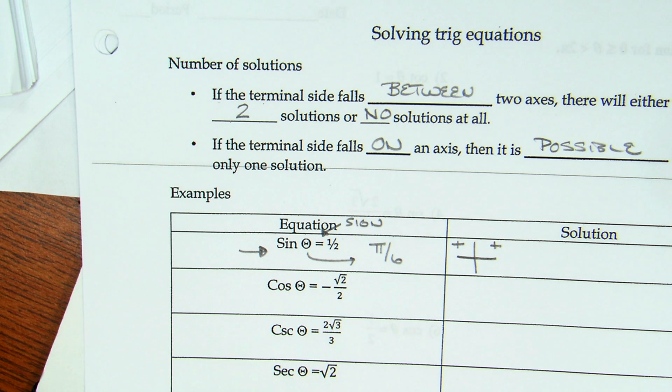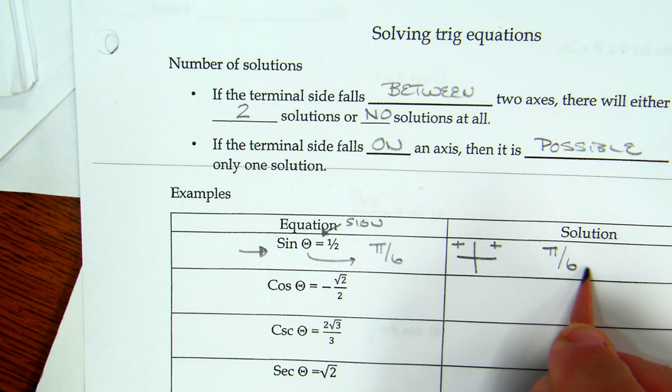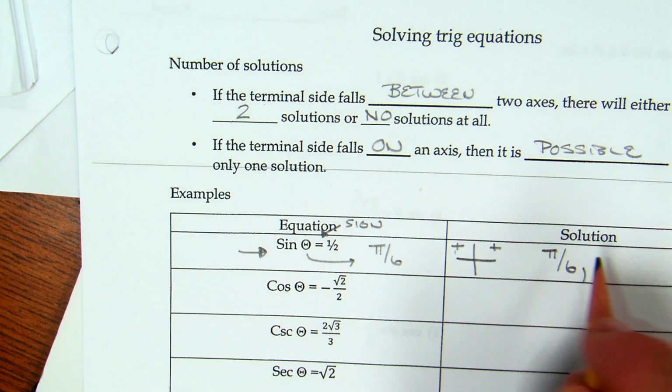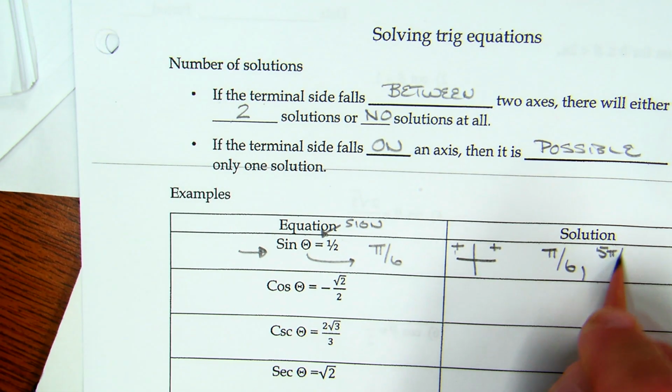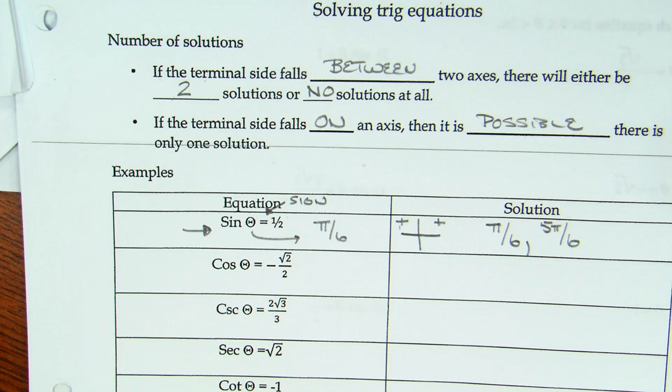Make sense so far? So that means one of our solutions in the first quadrant is pi over 6. And then the second solution, which is in the second quadrant, would be 5 pi over 6. Because in the second quadrant, you're always one less than the denominator. Make sense? First quadrant is pi, second quadrant is one less, third quadrant is one more, fourth quadrant is one less than double.